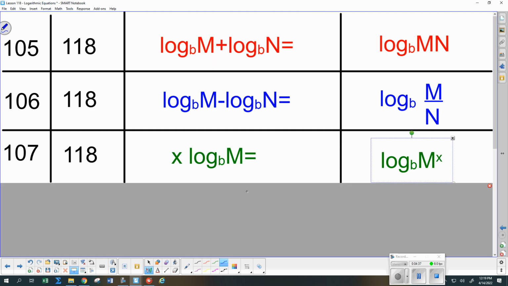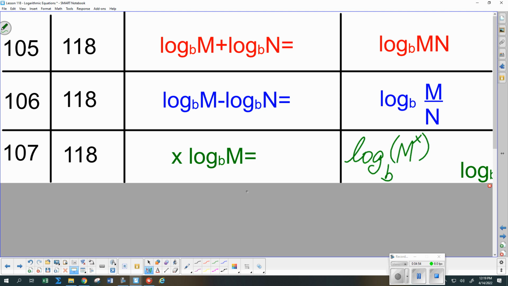So let's put these 3 into your formula page. And I don't like the way this typeface showed up on that one, so I'm going to rewrite that one as the log base b of the m raised to the x power. The typeface that was printed looked almost like an m times x. It just looked kind of confusing to me.